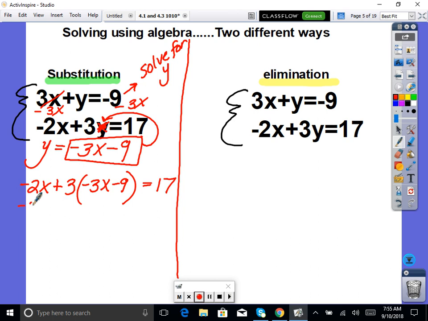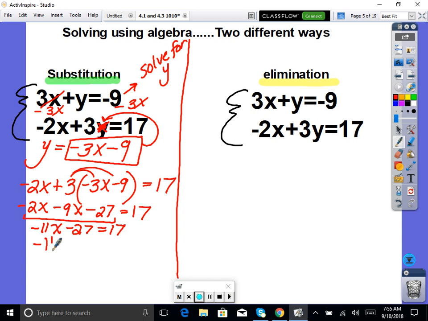So here we go. We have negative 2x. We would then distribute in 3, so minus 9x looks like minus 27. That's equal to 17. So now combine like terms on this side. So I have negative 11x minus 27 equals 17. So now solve for x. So we add 27. Negative 11x equals, if you add 27, over here you get 44.